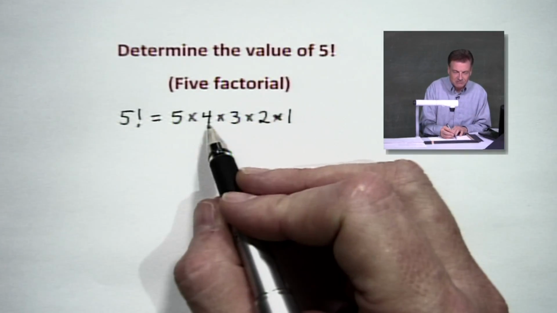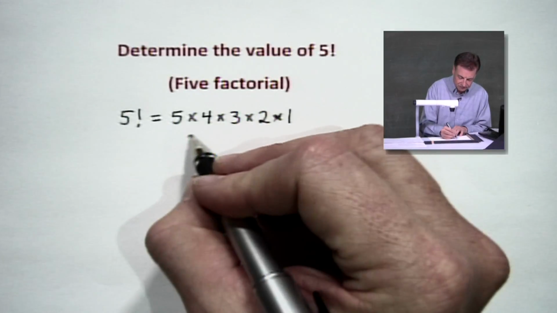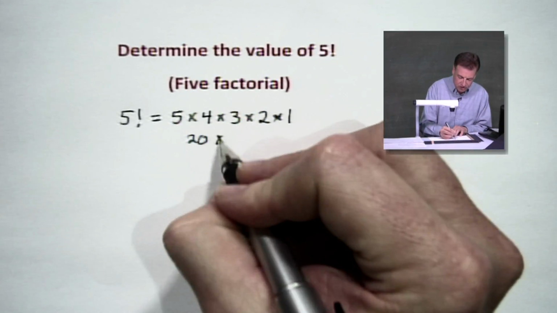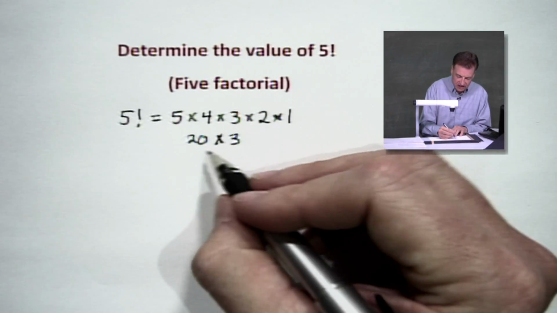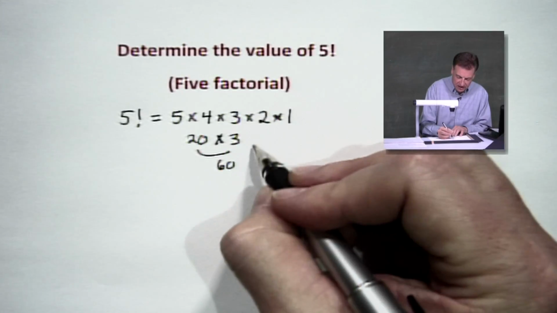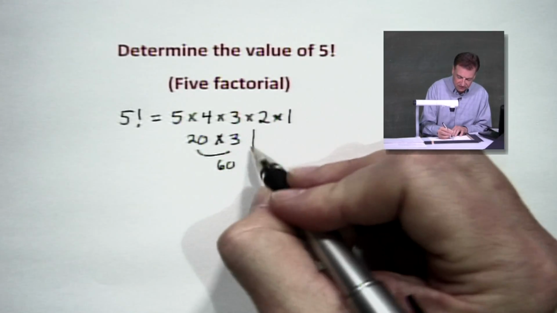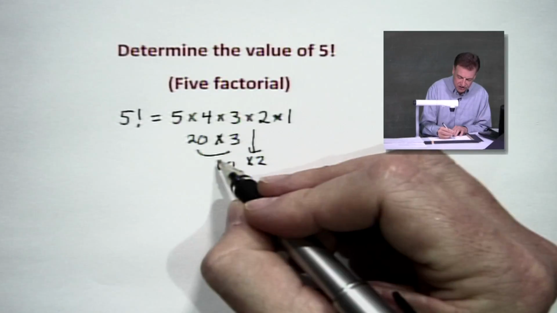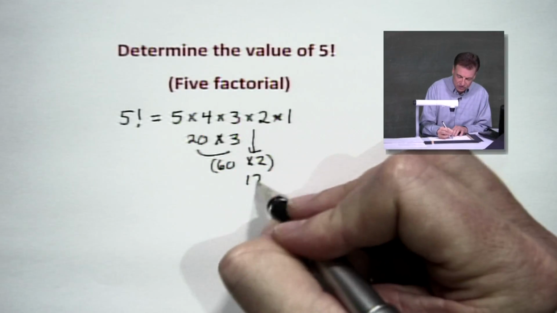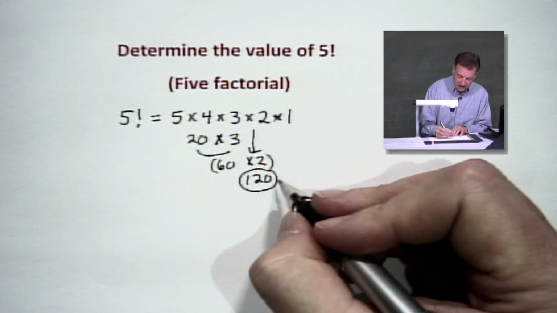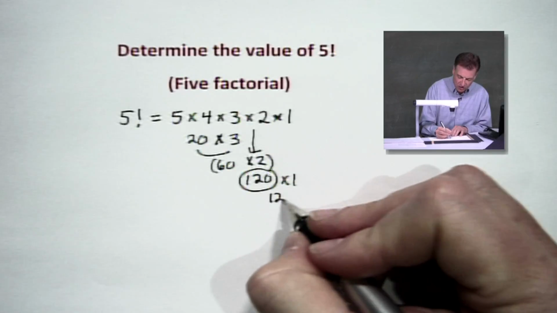We got 5 times 4, which is going to give us 20. We're going to take that and multiply it by 3, which is going to give us, looks like 60. And we'll take that and bring that down and multiply it by 2. That's going to give us 120. And you multiply that by 1, of course, you're still going to get 120.